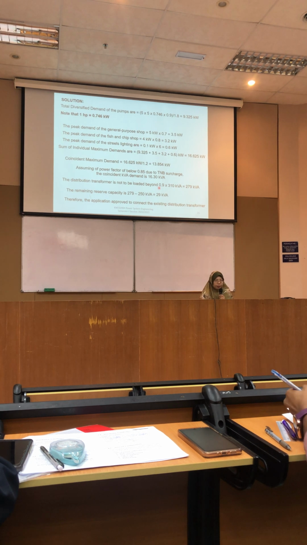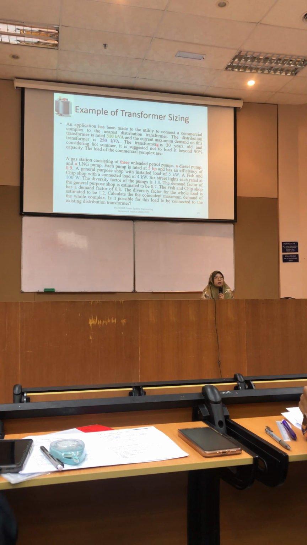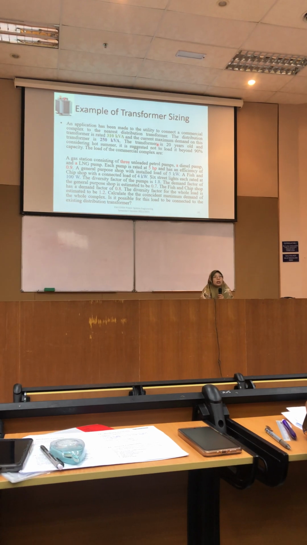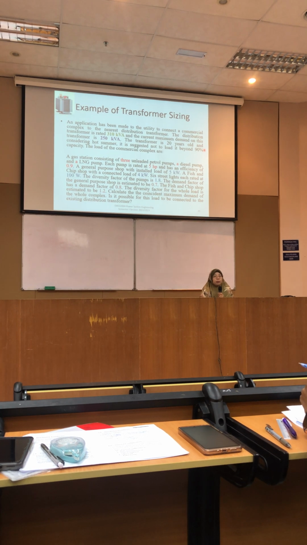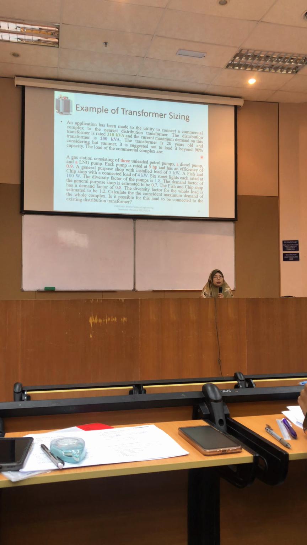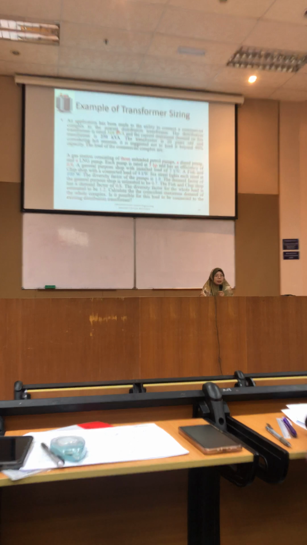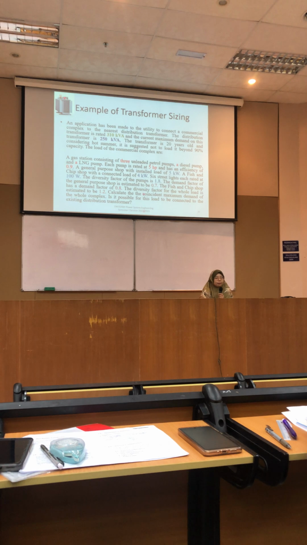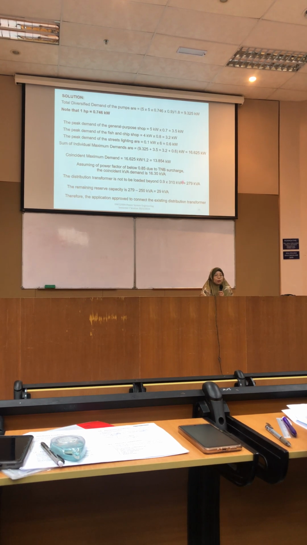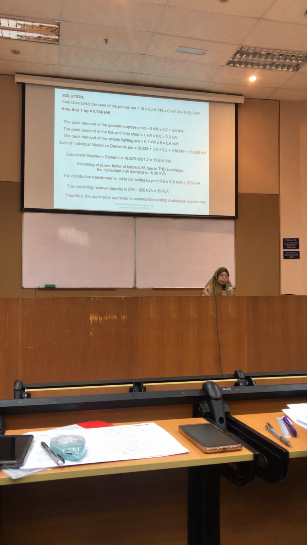Then the distribution transformer is not to be loaded beyond, what does that mean, students? Now this transformer is already old. The transformer is 20 years old. It cannot be loaded beyond 90%. It means that it can only be operated at 0.9 times 310 kVA, which is the capacity of the distribution transformer: 279 kVA.